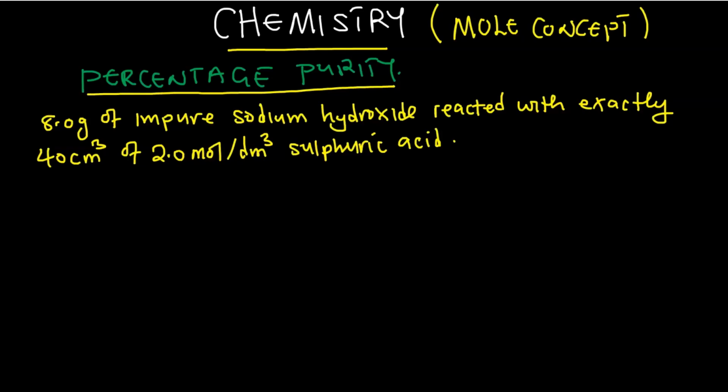8.0 grams of impure sodium hydroxide reacted with exactly 40 cm³ of 2.0 mol/dm³ of sulfuric acid. What is the first question that we are going to answer in this one? So the first question is, write the balanced chemical equation for the reaction with state symbols.